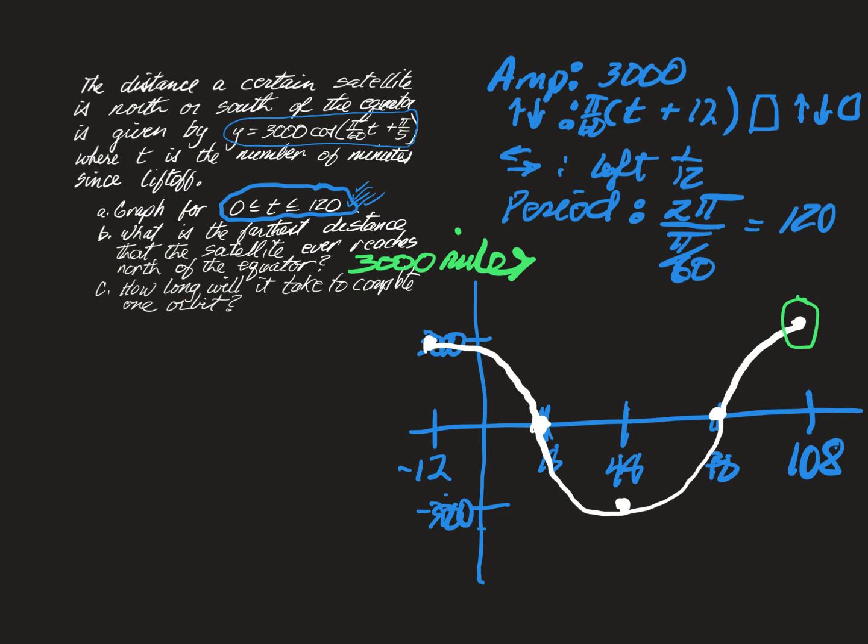Now, how long will it take to complete one orbit? So one orbit in this case is where the satellite goes from where it starts and then comes back around to the same spot. So this would be one period. So how long does it take? It would take 120 minutes. And we know it's minutes because t was in minutes. All right? Now, another question you could ask would be a little bit different.